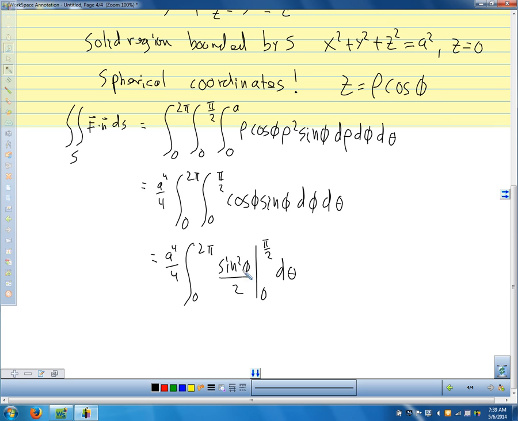And sine squared pi over 2, we end up with a factor at our upper limit: sine of pi over 2 is 1. So we just end up with a 1/2. Sine squared of 0 is 0. So we end up with a factor of 1/2 there. A to the 4th over 8, integral from 0 to 2 pi d theta. This just adds a multiple of 2 pi. So we end up with pi a to the 4th over 4.